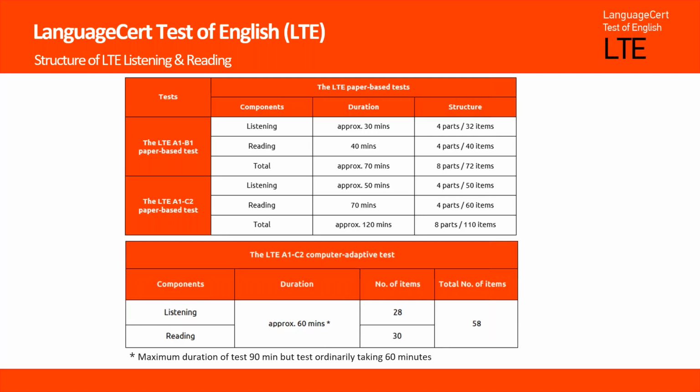The top chart relates to the paper-based format of the test, while the lower chart relates to the computer adaptive test. Please note that the adaptive tests have different timings as the tests are individualized. The maximum duration of the computer adaptive test is 90 minutes, but the test ordinarily takes approximately 60 minutes. For lower levels, the test may take slightly less time.